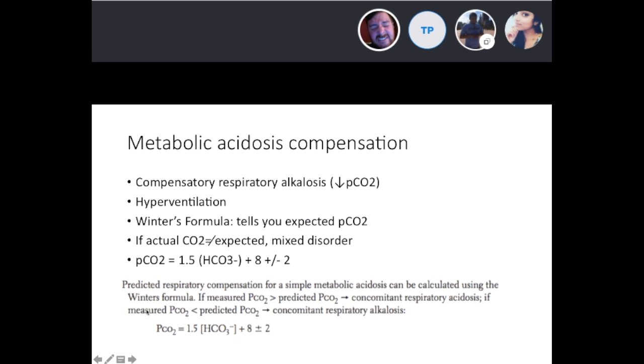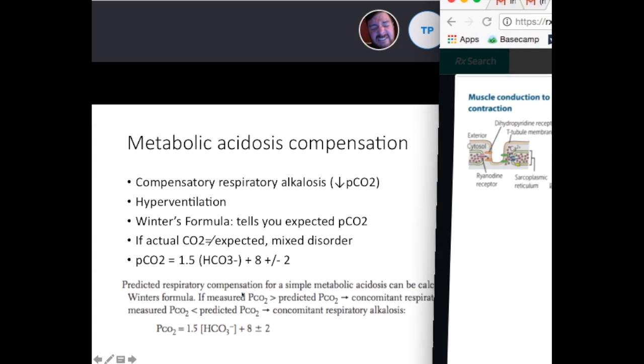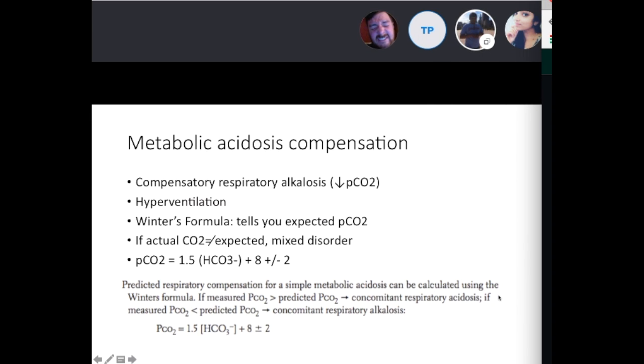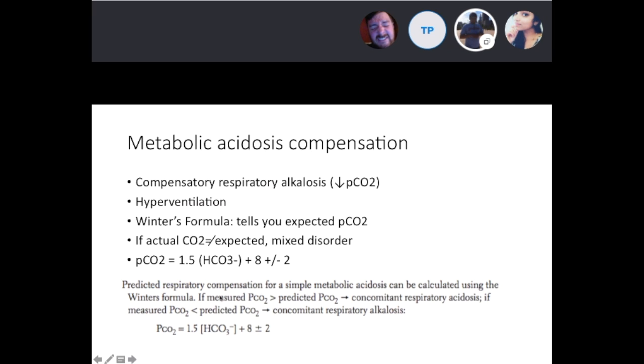So this is just from First Aid. It's the predicted respiratory compensation for a simple metabolic acidosis, and it can be calculated using the Winters formula. If the measured PCO2 is greater than the predicted, then you can say it's a respiratory acidosis. And if the measured PCO2 is less than the predicted, then it's a respiratory alkalosis. So let's do some sample problems, and hopefully this will help you guys with that one.